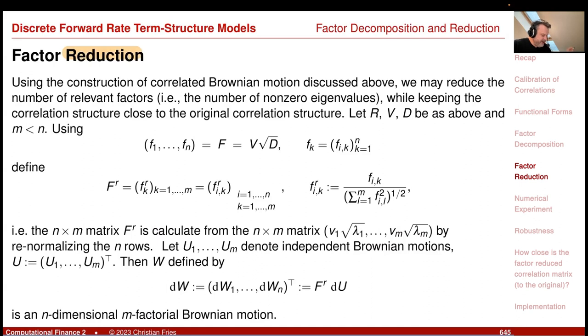So I just use the previous construction of my Brownian motion with the same notation. Correlation matrix R, V is the matrix where the columns are the eigenvectors, D is the matrix where the diagonal entries are the eigenvalues. The eigenvalues are ordered, so D is the diagonal matrix lambda 1, ..., lambda n, with lambda 1 being the largest and lambda n being the smallest eigenvalue. My factor matrix F is given by V times the square root of D.